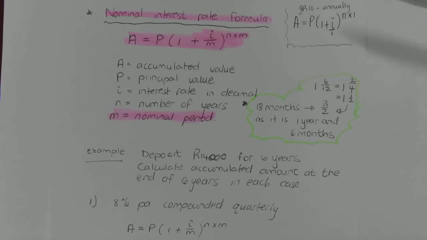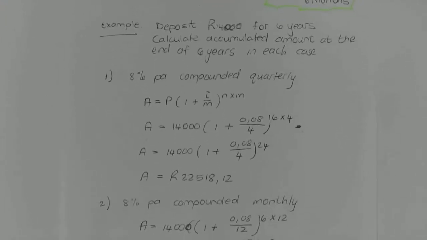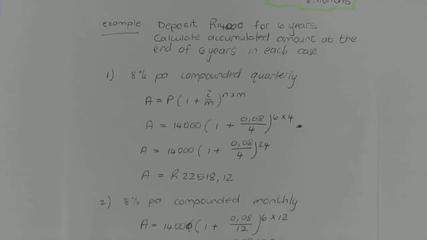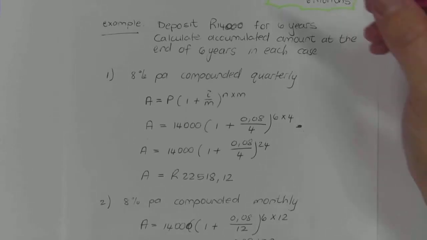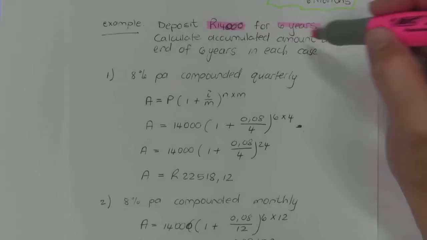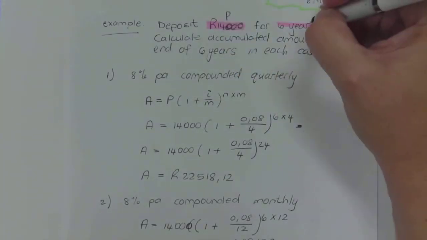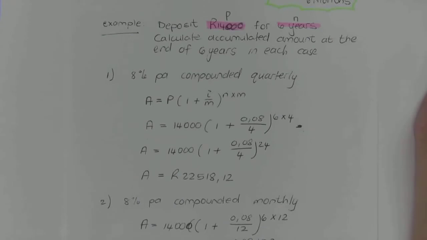Because luckily for you, your calculator is still going to do all the work for you. You just need to do the substitution, and I'm sure you're able to do it at this stage. So let's look at this example. They say deposit 14,000 Rand for 6 years. Calculate the accumulated amount at the end of 6 years in each case. So first of all, that is my P value, that is my N value.